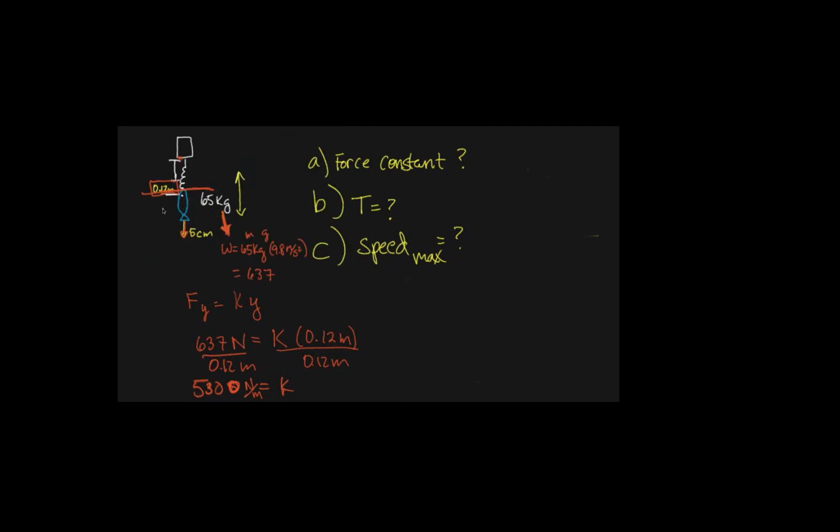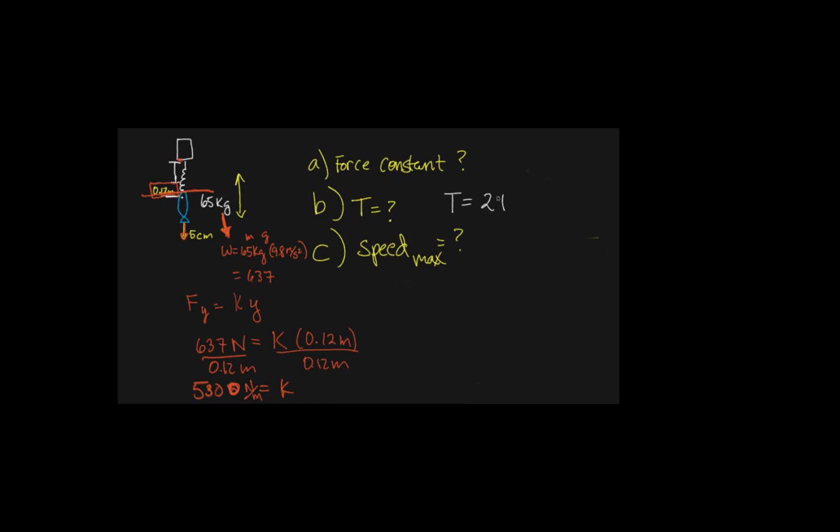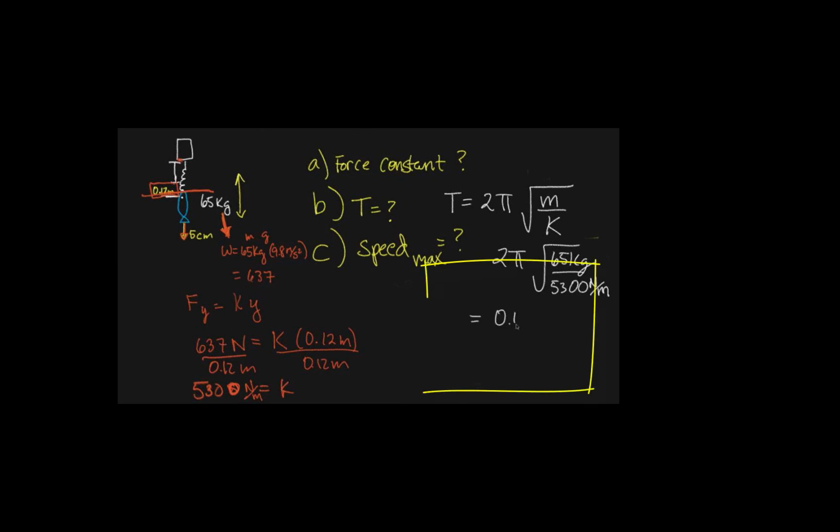For the period, do we need the amplitude? What is the formula for period? The formula is 2 pi square root of m over k. So we know that the mass is 65 kilograms, and we calculated k to be 5,300 Newtons per meter. When we do all that, we should end up with 0.0695 seconds. You with me? Mm-hmm.